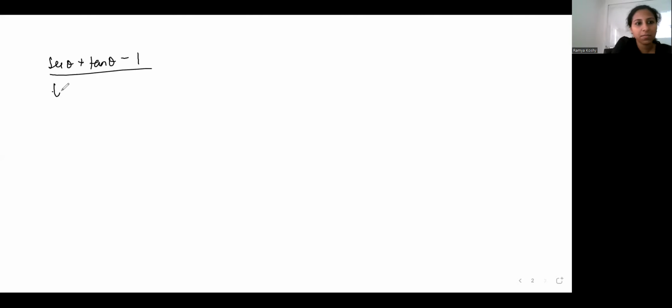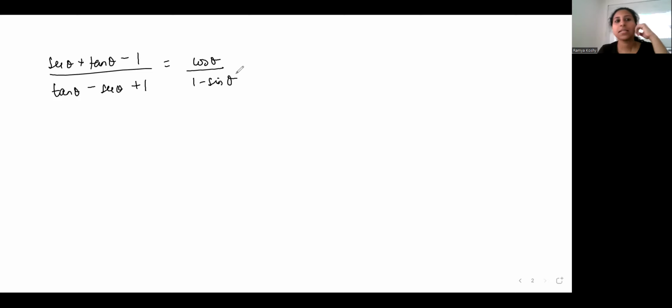There was one trigonometry doubt which was asked, a proving question. I'll give time to everyone to solve that. Please note down this question. Sec theta plus tan theta minus 1 by tan theta minus sec theta plus 1 equals cos theta by 1 minus sin theta. Prove this. This is the question. Write the question down, please.